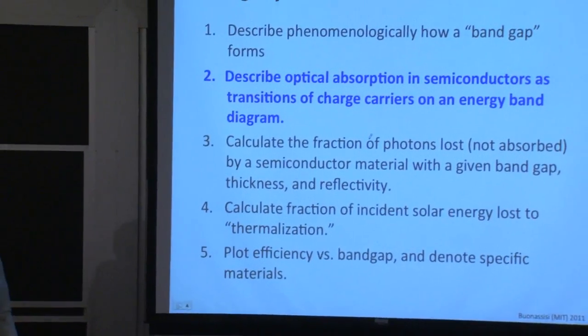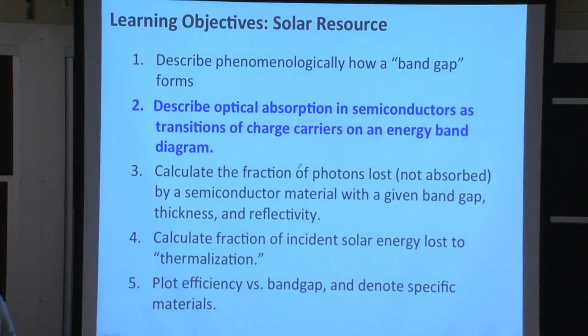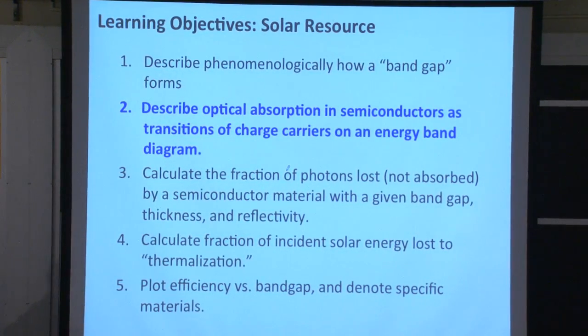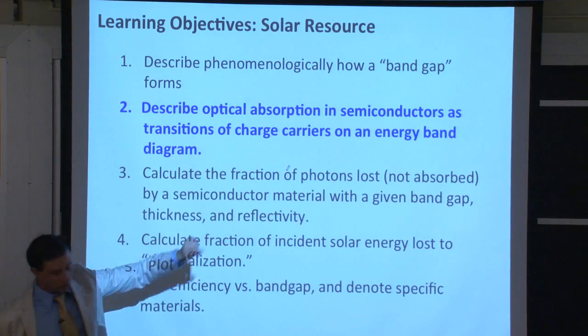So the second point here, we want to first off describe phenomenologically a band gap and understand how that works. Secondly, we want to describe optical transitions in the semiconductor and understand how charge carriers, in other words, how electrons on an energy band diagram are moving around.